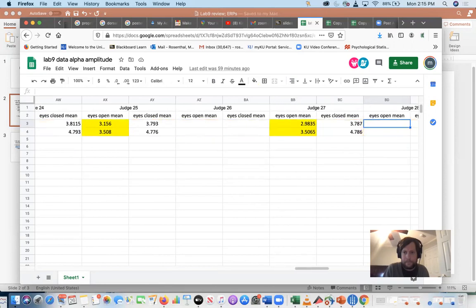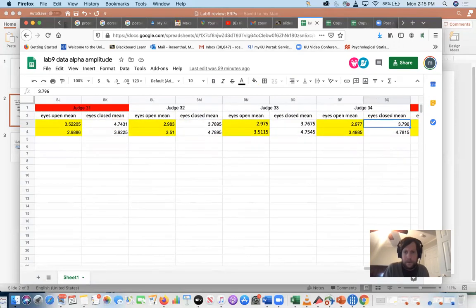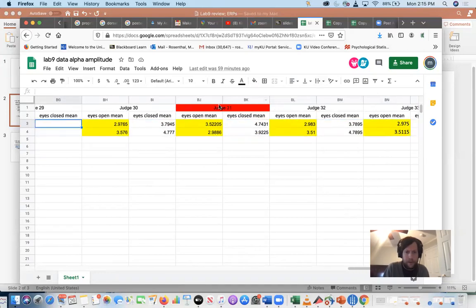There's one. And there's the red ones right here. So let's look at Judge 31 right here. And you notice the people around him, the top score is always higher than the bottom score. This participant generally had lower alpha amplitude than this participant. When we go to Judge 31, who I highlighted red here, you notice their top score is bigger than their bottom score.